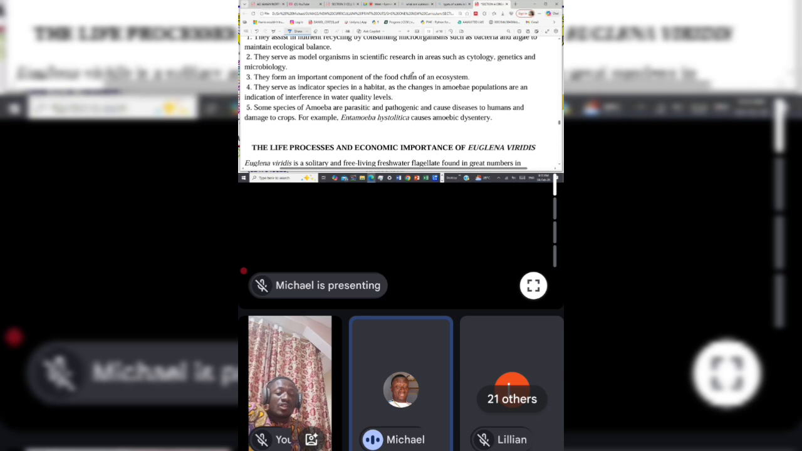In the food chain, they are also heterotrophic feeders. They feed on other organisms, and they also serve as food for some organisms. Humans will not feed on amoeba, but indirectly we feed on an organism that feeds on amoeba, which if they don't get food, they cannot supply us. So that is the chain, or the food chain, or the food web. They play an important role in maintaining a stable ecosystem. Now they serve as indicator species in habitats. The reason is, as their population numbers change, they are an indication of interference with water quality.